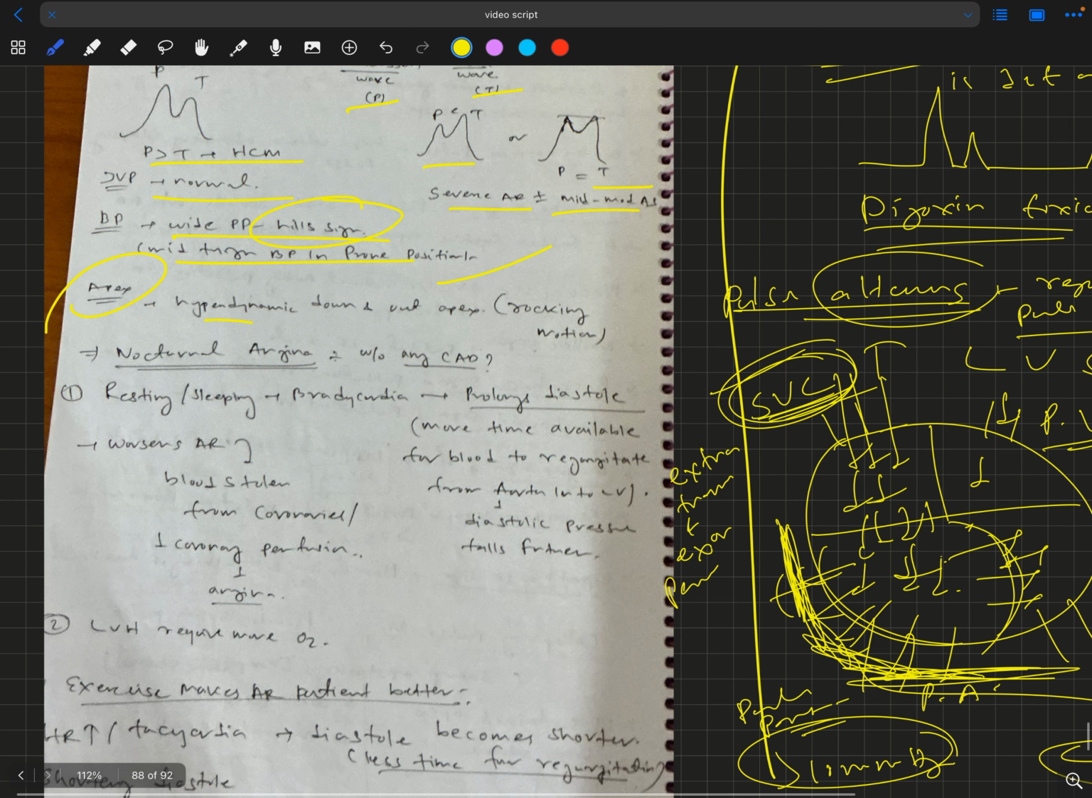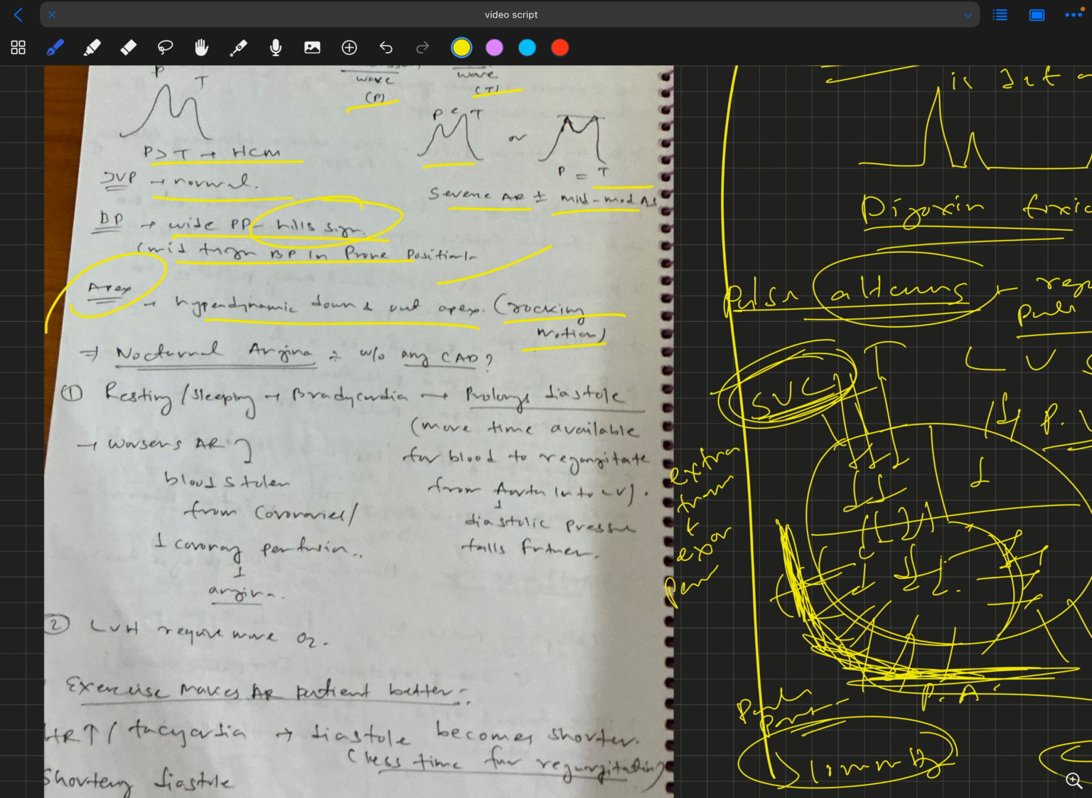So apex will be hyperdynamic, down and out apex, rocking motion. Heaving apex is seen in case of aortic stenosis, that is a rising and sustained apex. But in case of AR, due to eccentric hypertrophy and dilatation, there will be a hyperdynamic down and out apex.